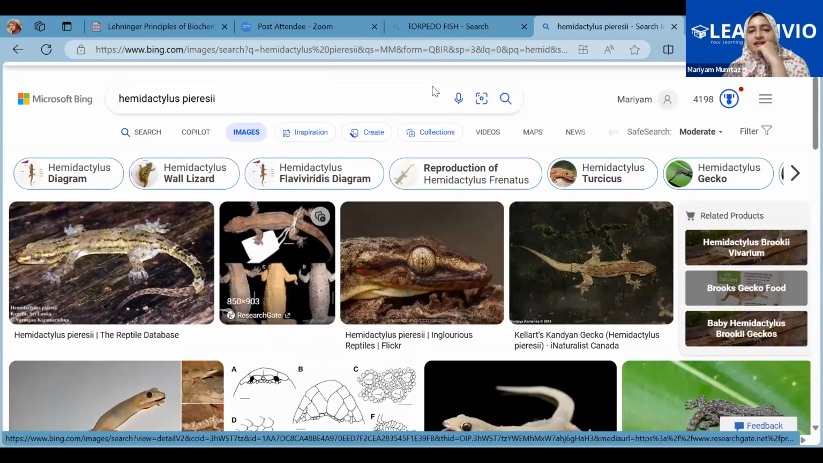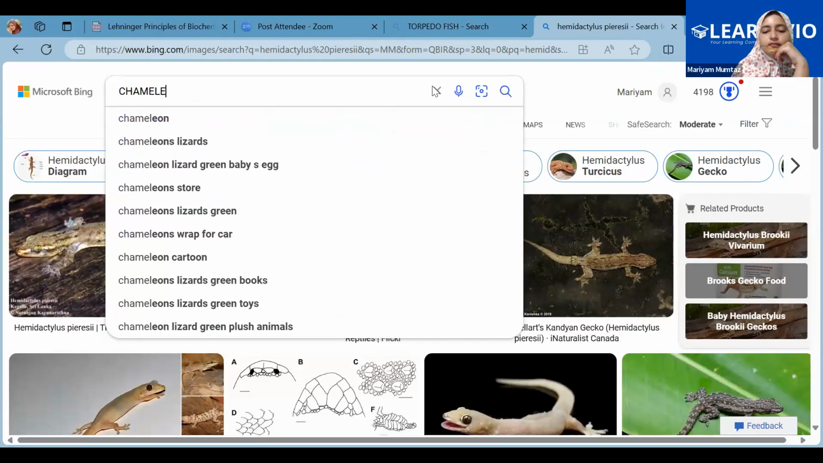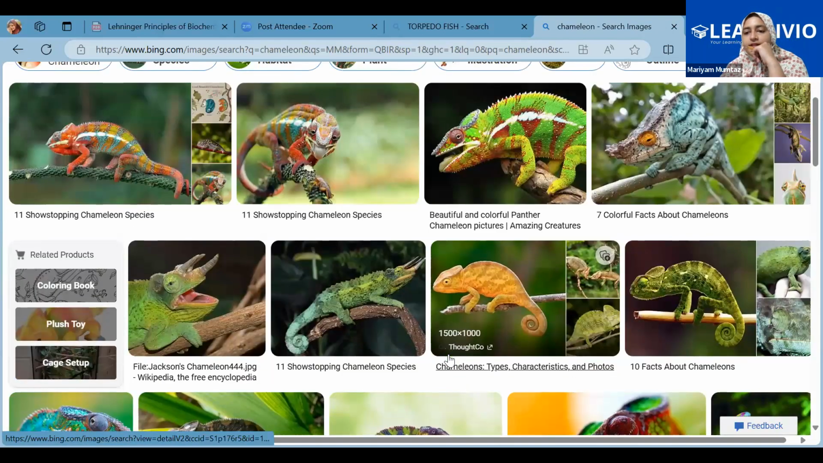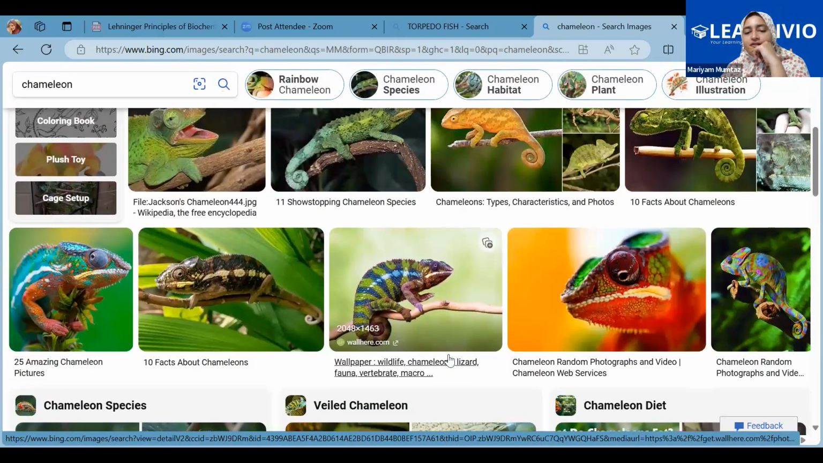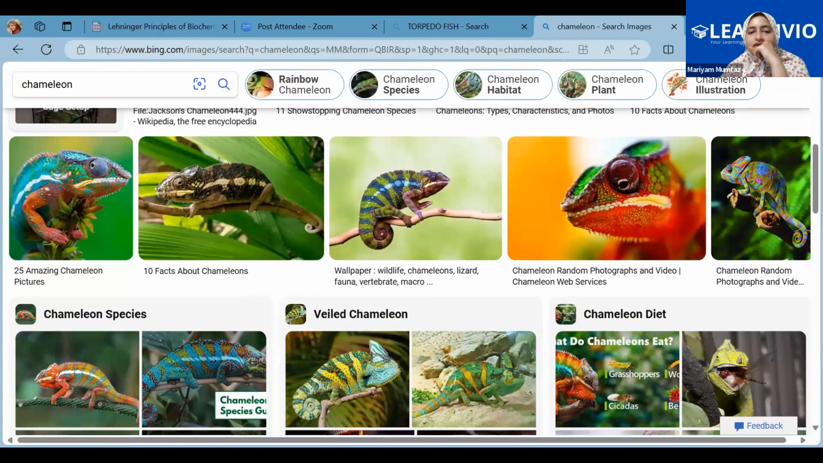Then we have chameleon. There you go. Right? You people have seen this also. Chameleon. It changes color so as to escape from the predator. Right? Then what else? We have crocodilus.